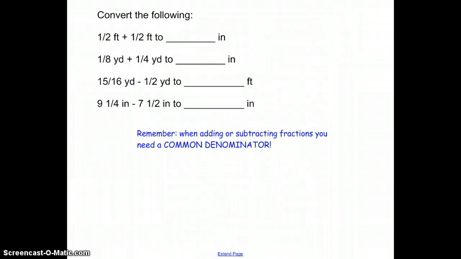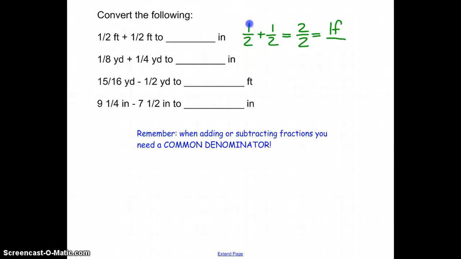So let's try some of these. If you have a half a foot plus a half a foot, and we want to figure out how many inches that is, the first thing we need to do is add the fractions. So if we go 1/2 plus 1/2, what does that give us? 1/2 plus 1/2 would be 2/2, which is the same as 1. So we have 1 foot, and we want to convert that to inches.